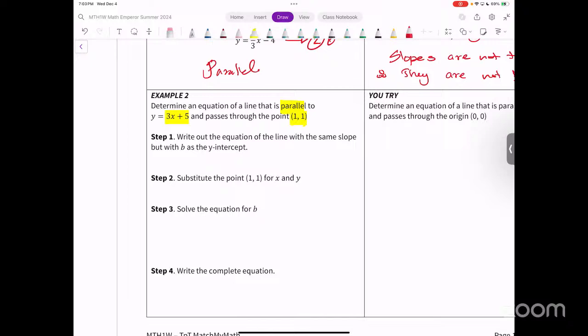3. Because they are parallel. Determine the equation of the line that is parallel. So write out the equation of the line with the same slope, but b as the y-intercept. So we will write y is equal to 3x plus b.